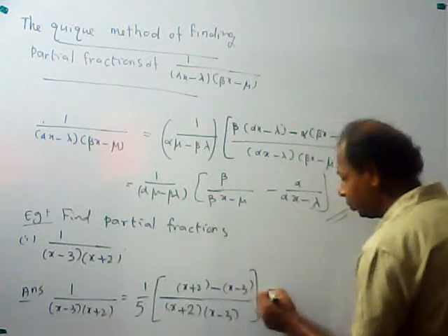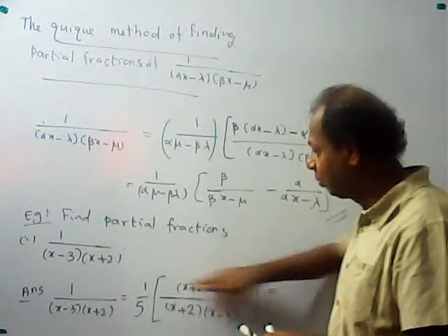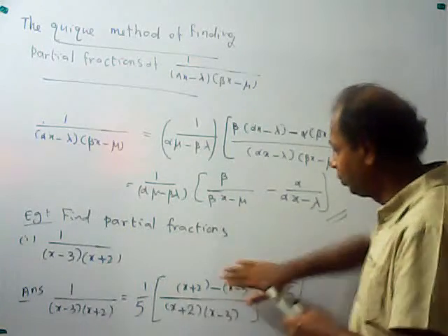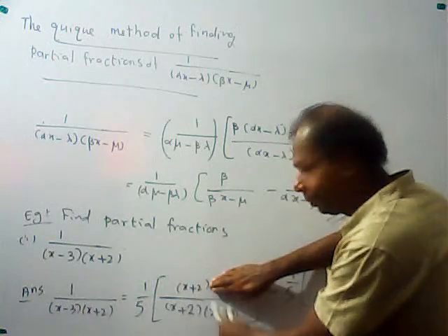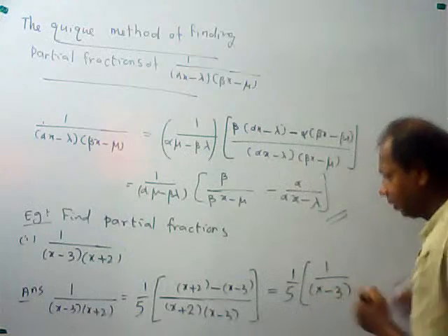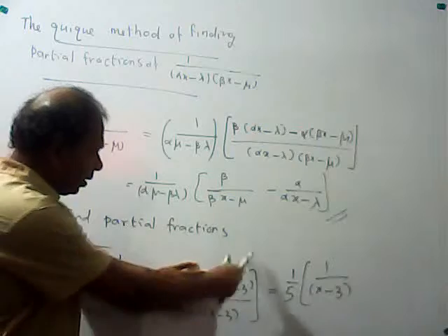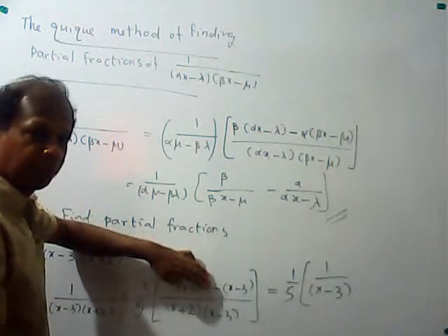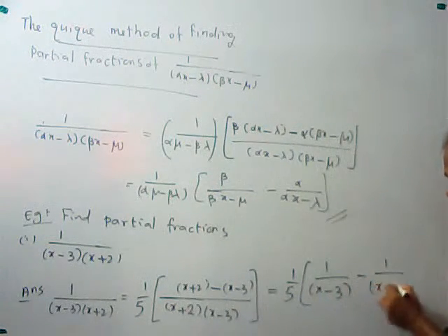Now the only thing you have to do is to separate them. Then divide separately. You take this part alone. x plus 2 will get cancelled. You get 1 over x minus 3. Then take this separately. x minus 3 will get cancelled. It is minus 1 over x plus 2.